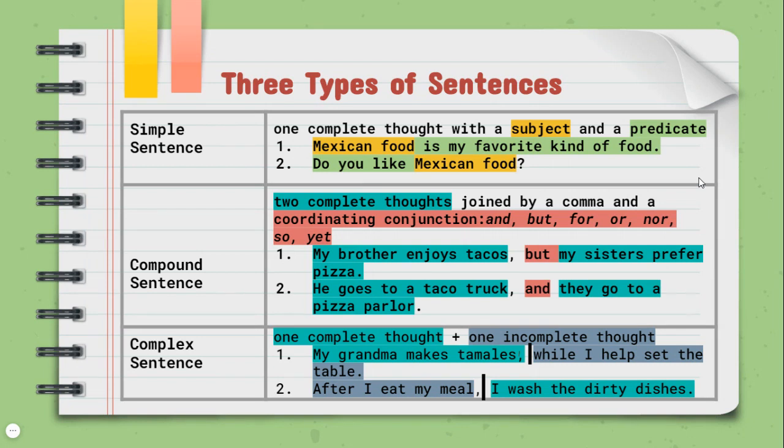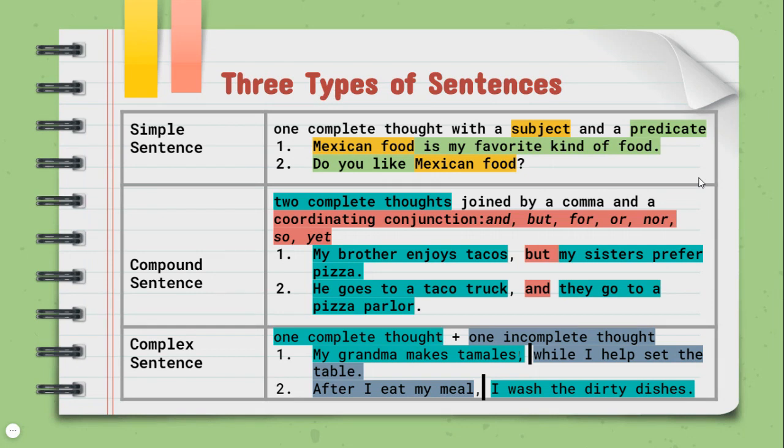The independent clause, my grandma makes tamales, could stand alone as a complete thought. But while I help set the table is a dependent clause. It does not make sense on its own. We need to know more, so it is joined with the independent clause.